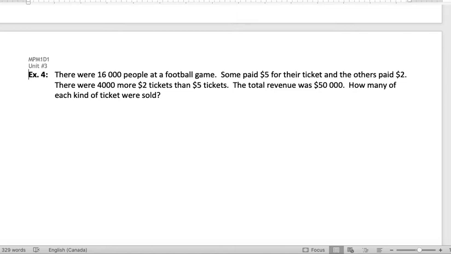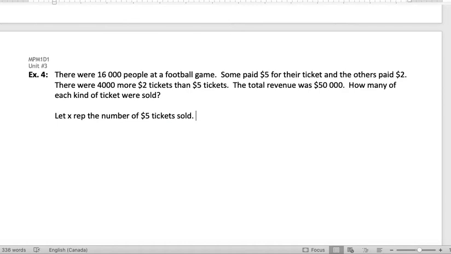So we are going to set up our let statements. So we're going to start with let X represent the number of $5 tickets sold. Okay, so we're going to start there.